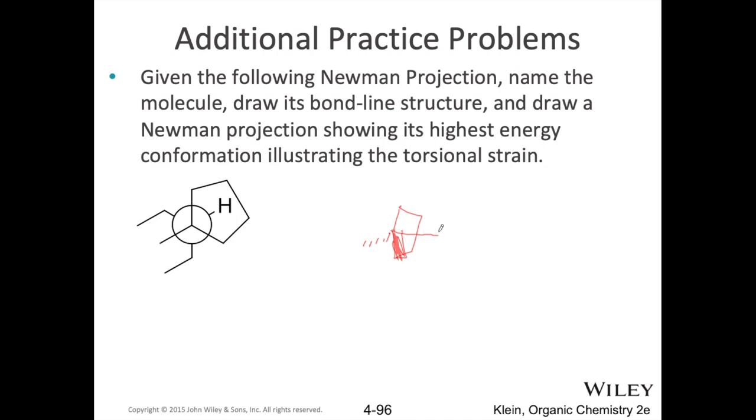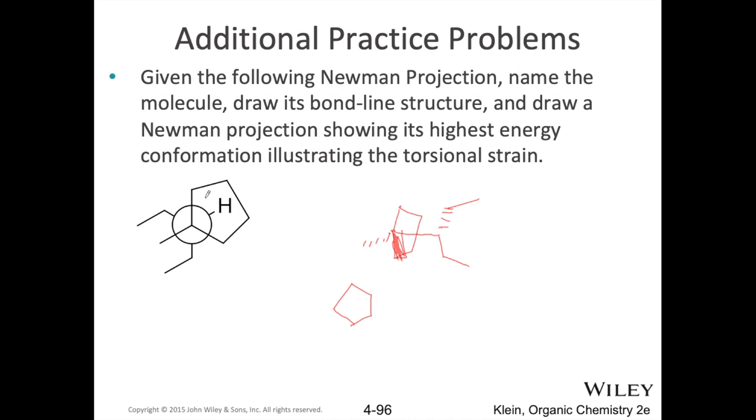On this back carbon, it looks like I have an ethyl group pointing downwards, right? I have a hydrogen, which I'm not going to show, and I'm going to have an ethyl group pointing upwards and to my left, kind of like that. So if I were to redraw this, it might be easier to start off with this pentagon.